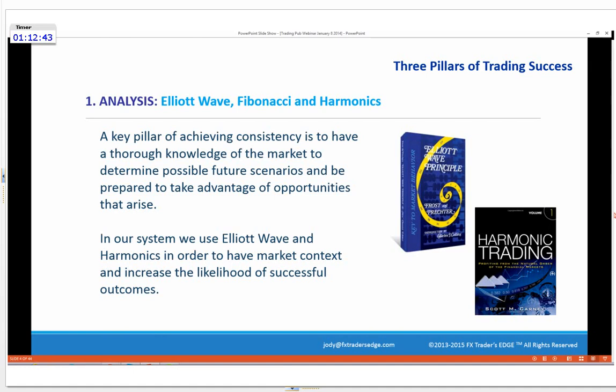So let's just start with the analysis. A key pillar of achieving consistency is to have a thorough knowledge of the market to determine possible future scenarios and be prepared to take advantage of opportunities that arise. We use Elliott wave and harmonics, which are tied together with Fibonacci, in order to have market context and increase the likelihood of successful trades. Market context for me is really, really important.